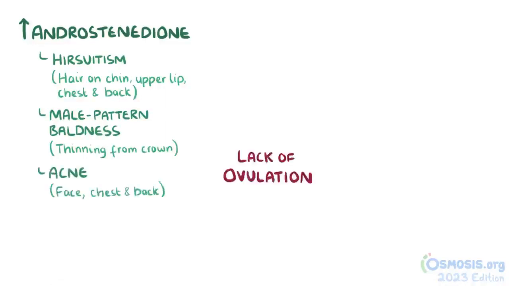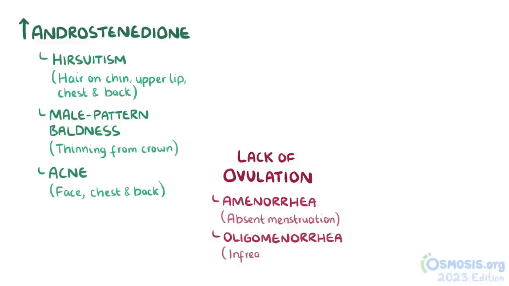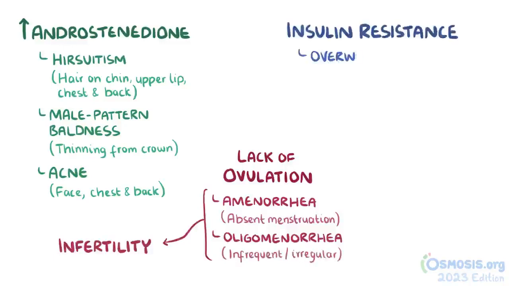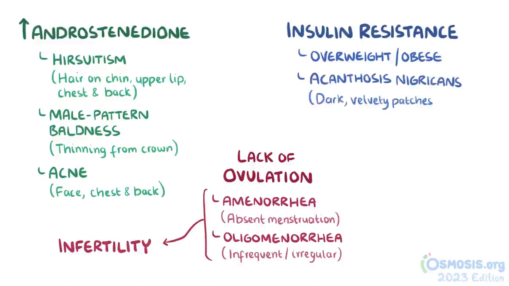Lack of ovulation causes amenorrhea, meaning an absence of menstruation, or oligomenorrhea, meaning infrequent and irregular menstrual periods, both of which can lead to infertility. Those with insulin resistance may be overweight or obese, and may develop acanthosis nigricans, which are dark velvety patches in the creases of the neck, groin, and underarms.